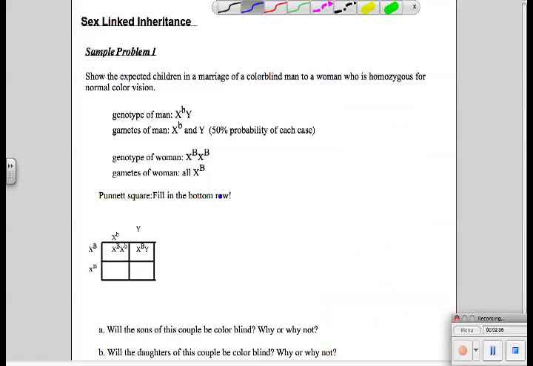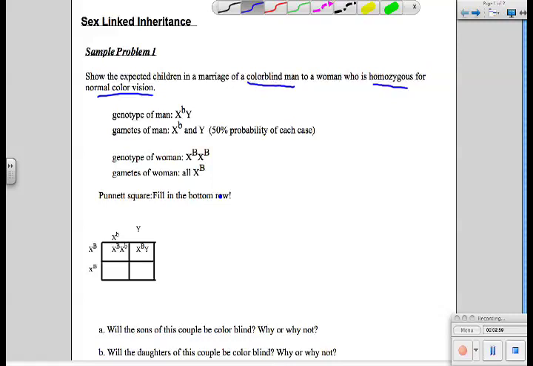Let's go ahead and take a look at this sample problem 1 and see how a sex-linked trait would really play out in a cross. So in this cross, I want to know the expected children in a marriage of a colorblind man to a woman who is homozygous for normal color vision. Okay? I know that having normal vision is dominant and being colorblind is the recessive trait.